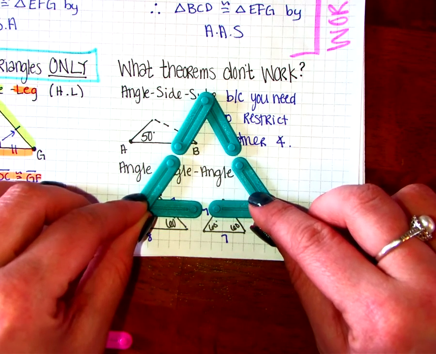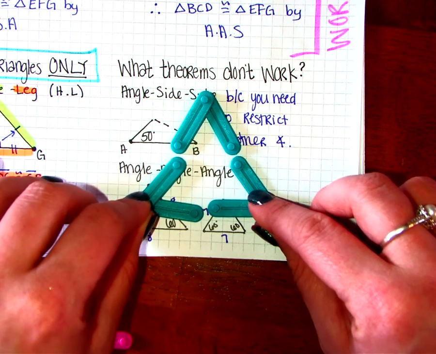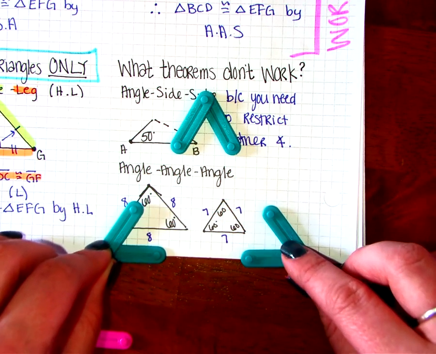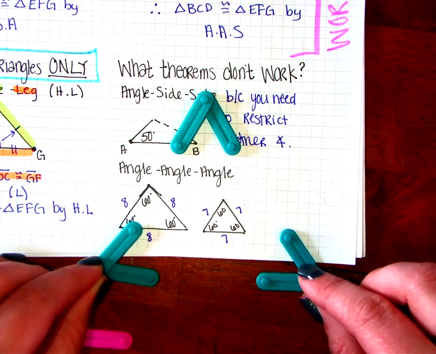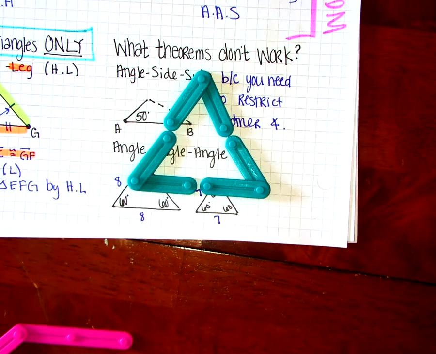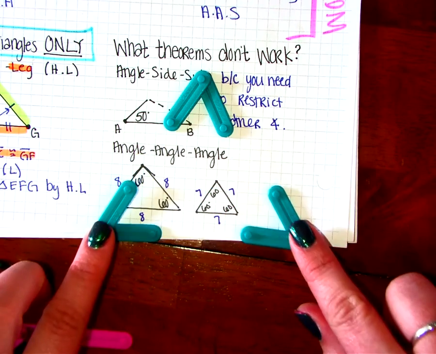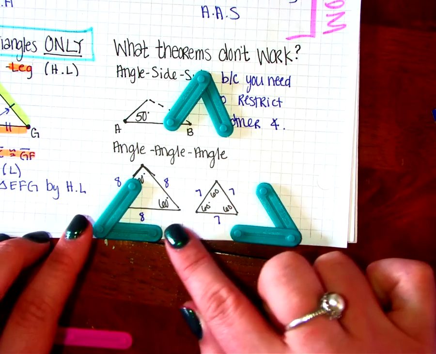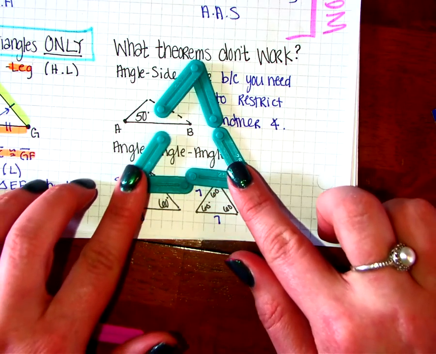But if I'm proving triangles are congruent by angle, angle, angle, I have to have some kind of restriction on the sides. Because I could extend these sides out as big as I want, indefinitely, basically. And the angles haven't changed. So I have to actually restrict some of the side measurements, because just because all my angles are the same doesn't mean my side lengths are always consistent.